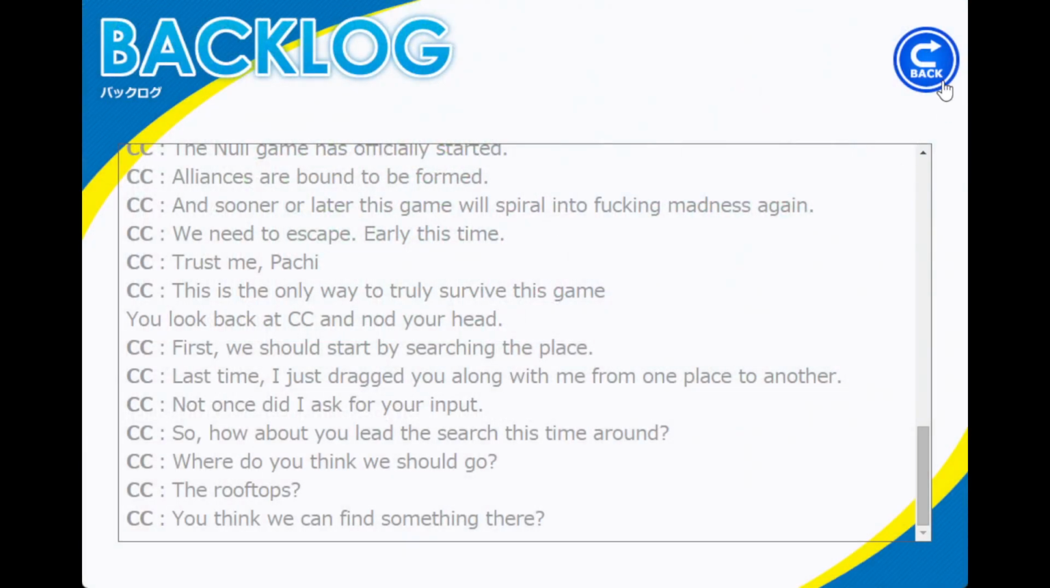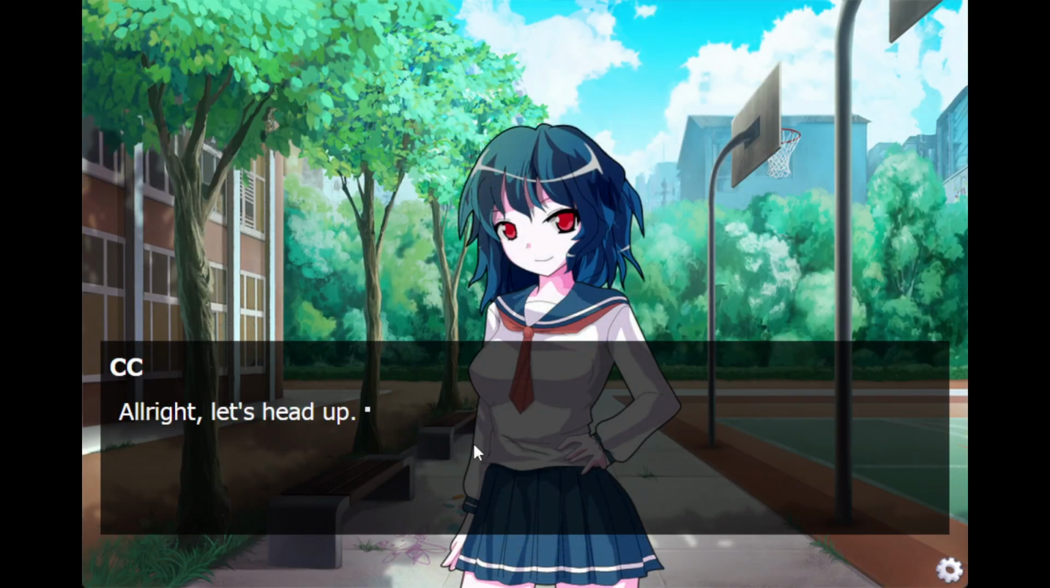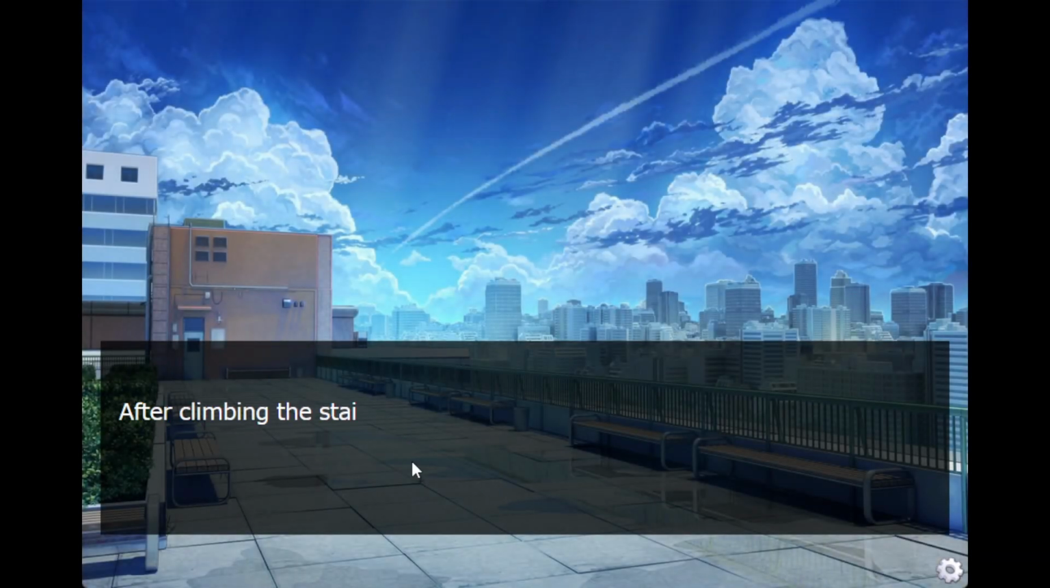The rooftops, you think we'll find something there? Alright, let's head out. With Cece by your side, you two start heading to the school's rooftop. As you walk through the hallways, you notice how empty the school suddenly became. The hundreds of students who once roamed the halls are nowhere to be seen. After climbing the stairs, you two finally arrive to the roof.